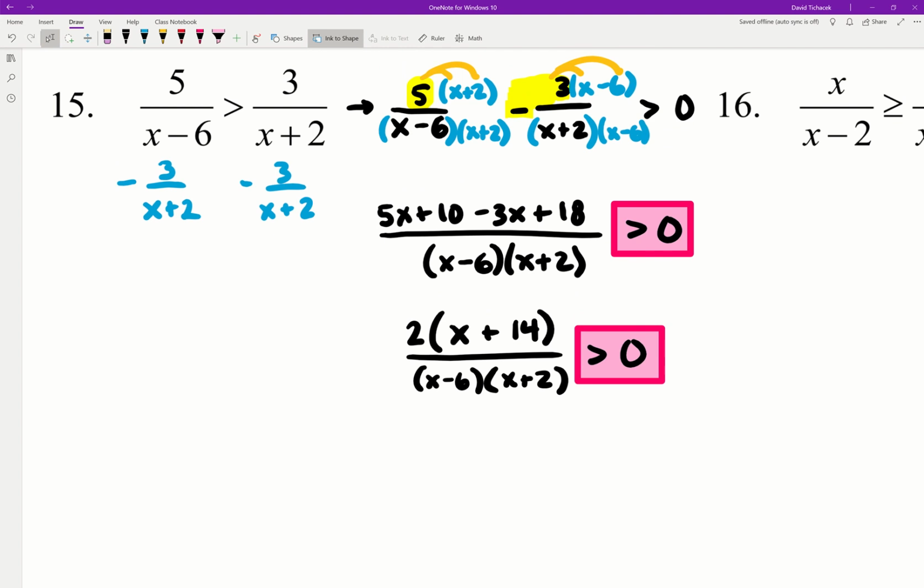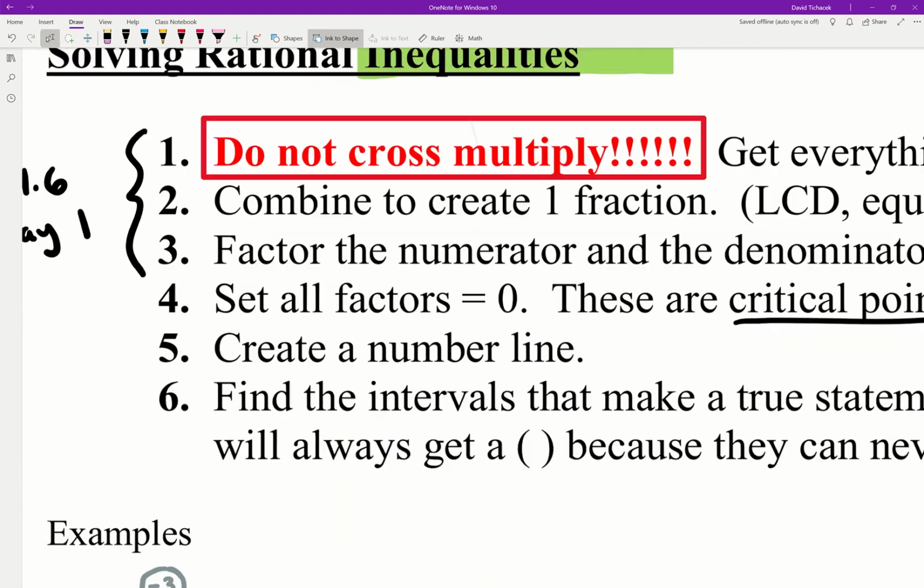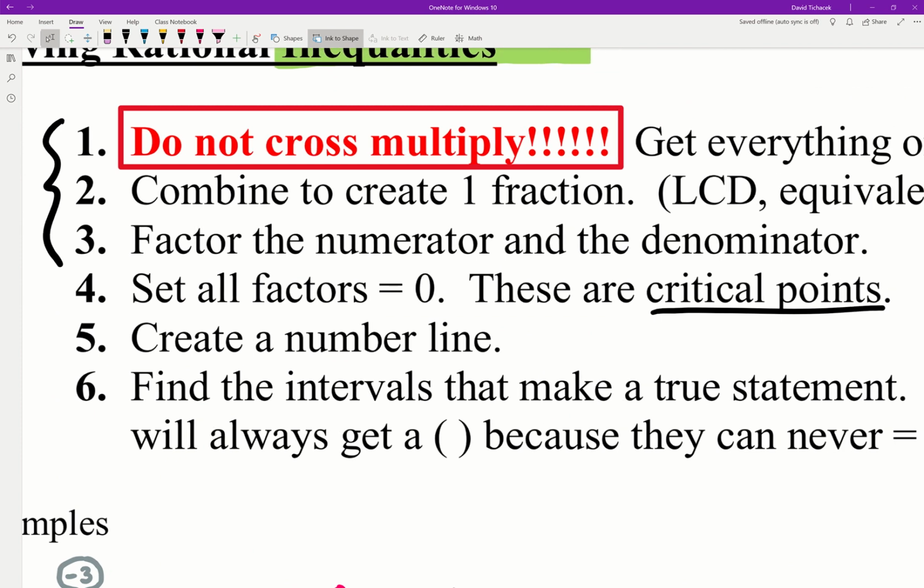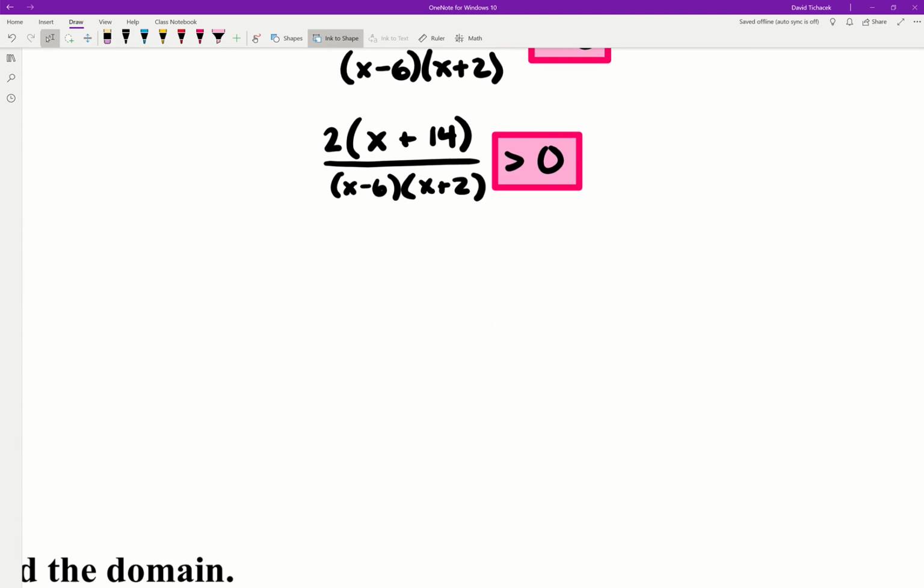And now we'll proceed with step number 4, which is up here. It says to set all of your factors equal to 0. Of course, these are called your critical points or your critical numbers. So all the factors that we just ended up with here, let's make a nice list for ourselves of all of the numbers that are critical in this problem. Those would be all of the numbers that make each of our factors equal to 0. If we take a look at the x plus 14, the number that's going to make that 0 is negative 14. And so that's going to be one of our critical numbers: x is equal to negative 14.